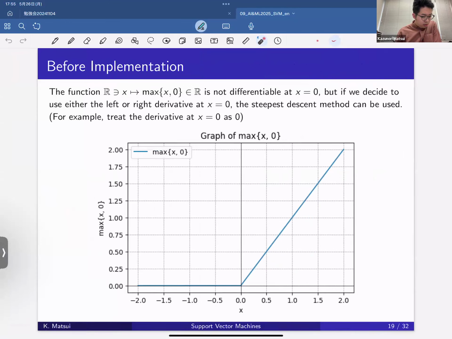We want to calculate partial derivatives, but the maximum function is not differentiable. However, if we decide to use either the left or right derivative at x equals 0, the steepest descent method can be handled. So, for example, for a function at x equals 0, if we decide on a rule to treat the derivative at x equals 0 as 0, we can run the calculation.